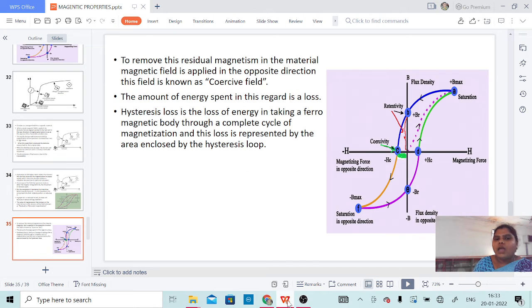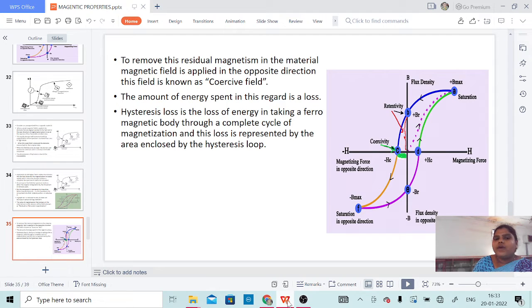Next, to remove the residual magnetism in the material, a magnetic field is applied in the opposite direction, which is known as the coercive field. That is the term represented by coercivity. This is the lagging.